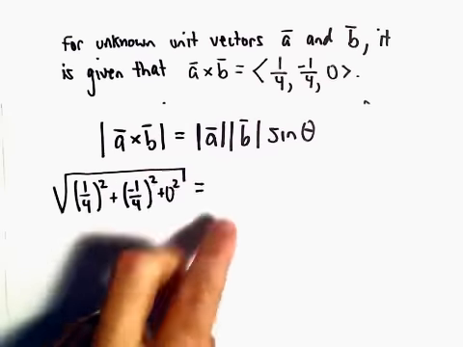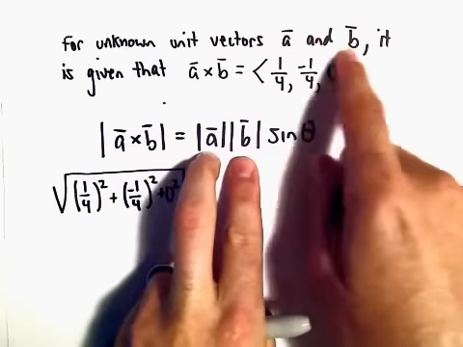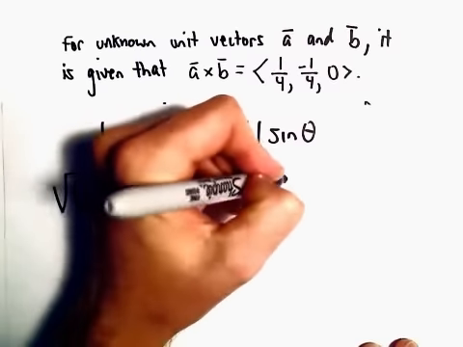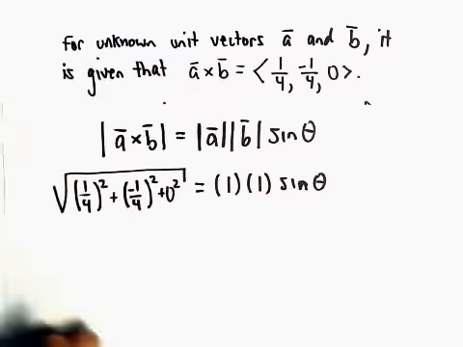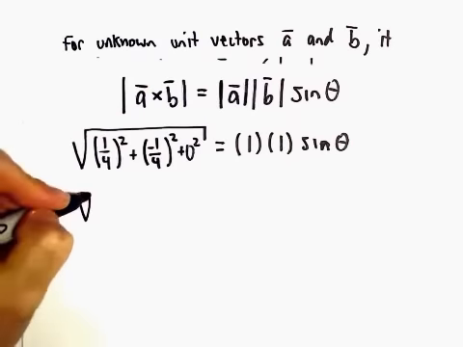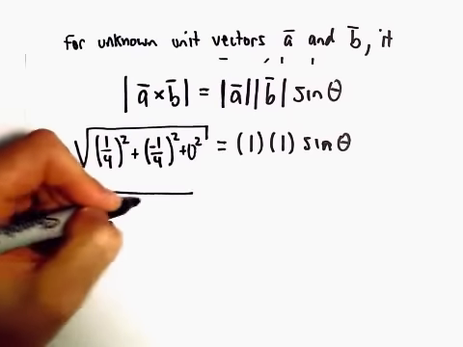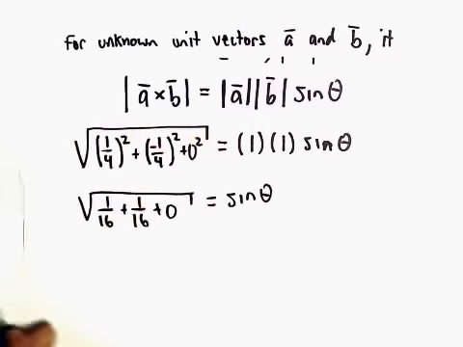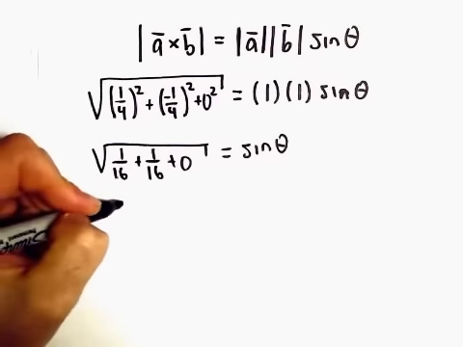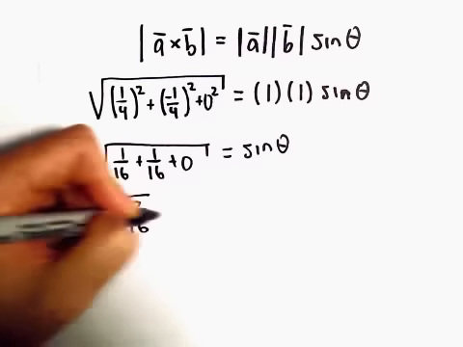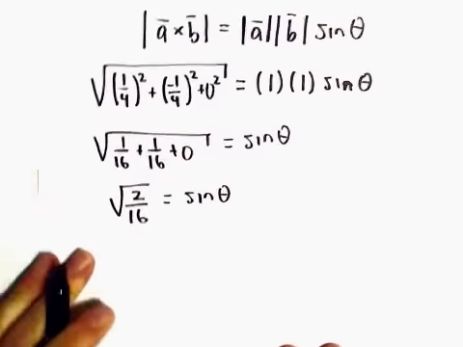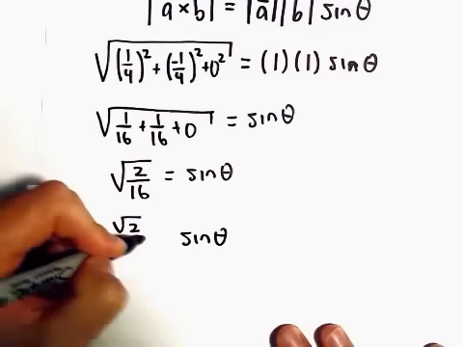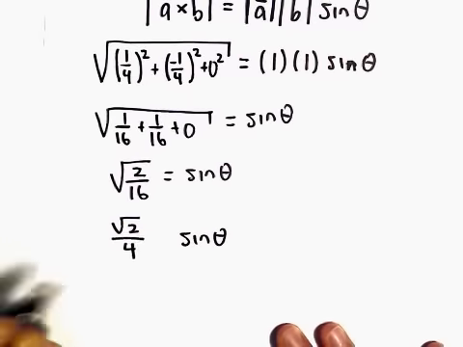Alright, well, again, by assumption, a and b are unit vectors, and if they're unit vectors, they both have length of 1, so that'll make that easy for us. Well, let's see, underneath the square root, we would have 1/16 plus 1/16 plus 0. That's going to equal sine of theta. Well, that's going to give us the square root of 2/16 equals sine theta. And we can always simplify this a little bit more. We can make this the square root of 2 over the square root of 16, which would be 4.